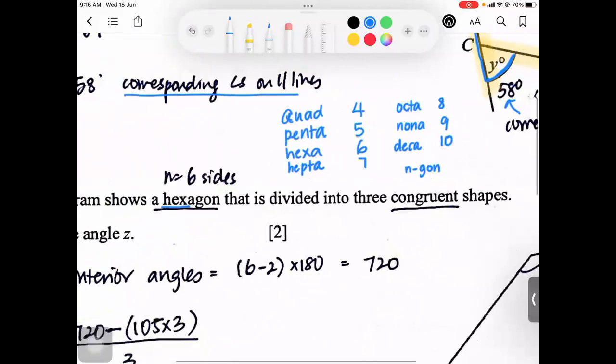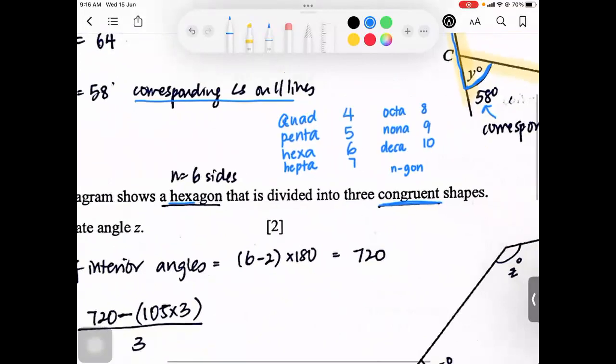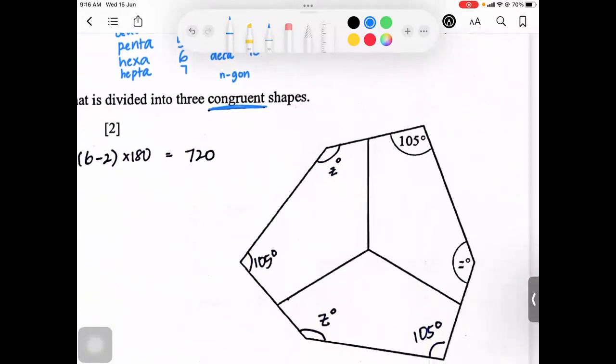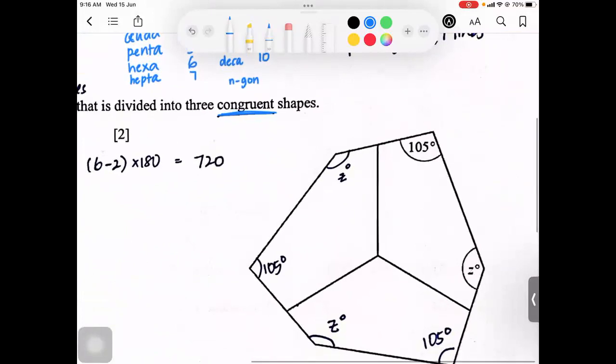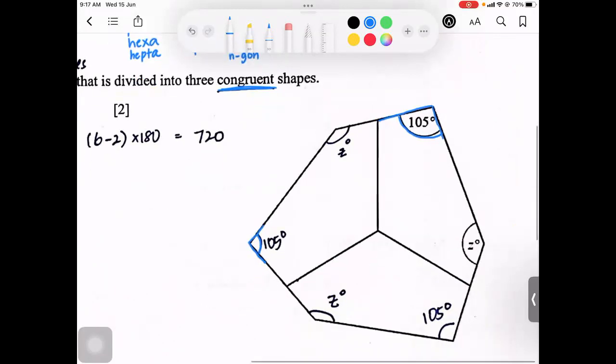So this is a hexagon divided into three congruent shapes. When it says congruent shapes, it means certain angles are going to be the same. So what do we have? We have 105 here. This one is the angle that looks very squarish, very sharp. So immediately I mark in all the other angles that look like it. That is also of the same angle. So this is 105. And then the remaining angle is Z. So these are the angles that are Z.